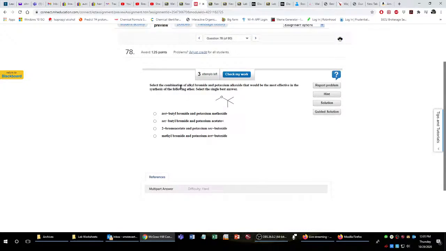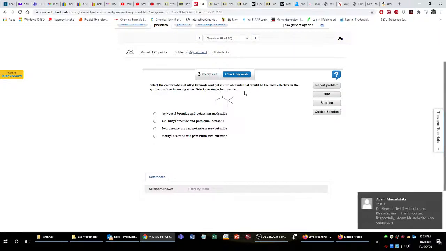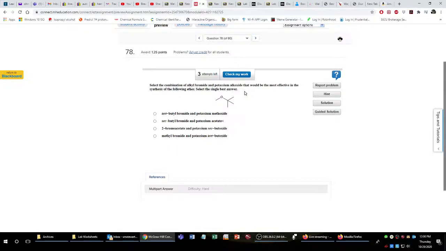Select the combination of alkyl bromide and potassium alkoxide that would be most effective in the synthesis of the following ester. Why are there questions about esters in this? We're going to drop this question. So to answer your question, Julia, we're not going to do question 78. I don't know why it's asking about esters in the test chapter on alcohols and alkyl halides.